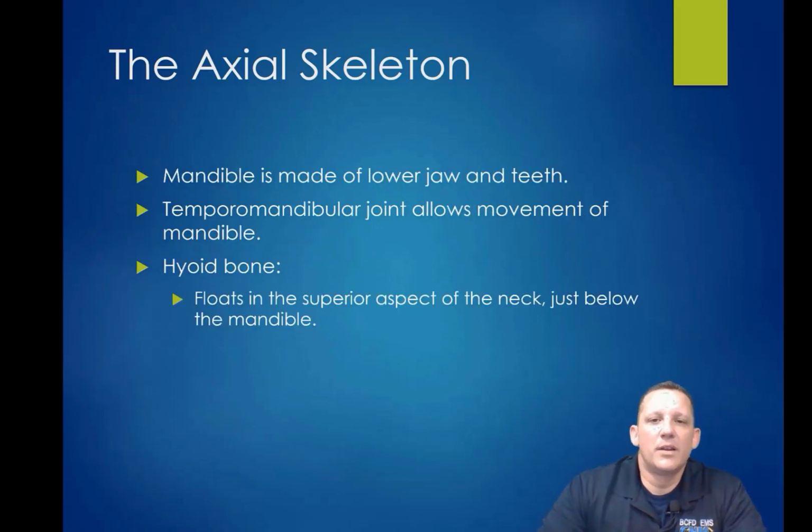The mandible is made of the lower jaw and the teeth, and then the temporomandibular joint allows movement of the mandible. So we're looking along the sides of the jaw up towards the ear, and the hyoid bone floats in the superior aspect of the neck just below the mandible, right? And so that's sitting really deep into the neck, kind of at the trachea, and it's its own small bone.